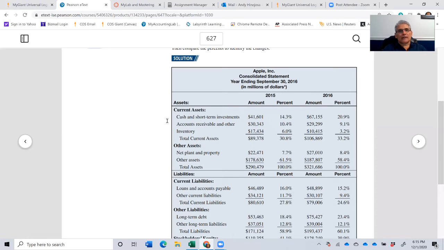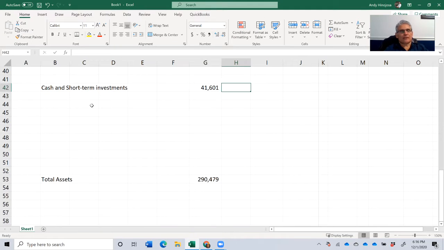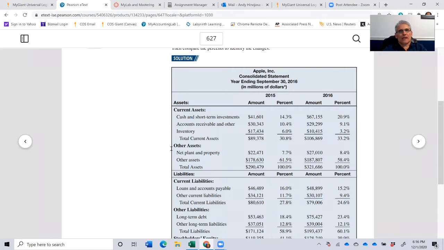So as an example, cash and short-term investments, $41,601. So let's do that. So I'm putting some space here, but just so that it kind of looks spatial-wise similar to what is in the textbook. But we're taking cash and short-term investments, that dollar amount, and we're going to divide it by the base, which is total assets. Total assets is 290,479. So the percentage is 14.3%. And you'll do that for each one of these, accounts receivable and other.